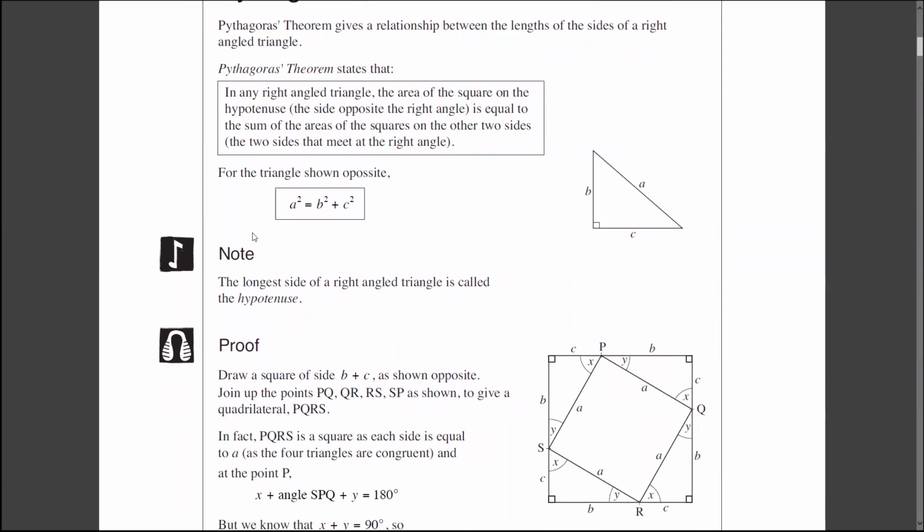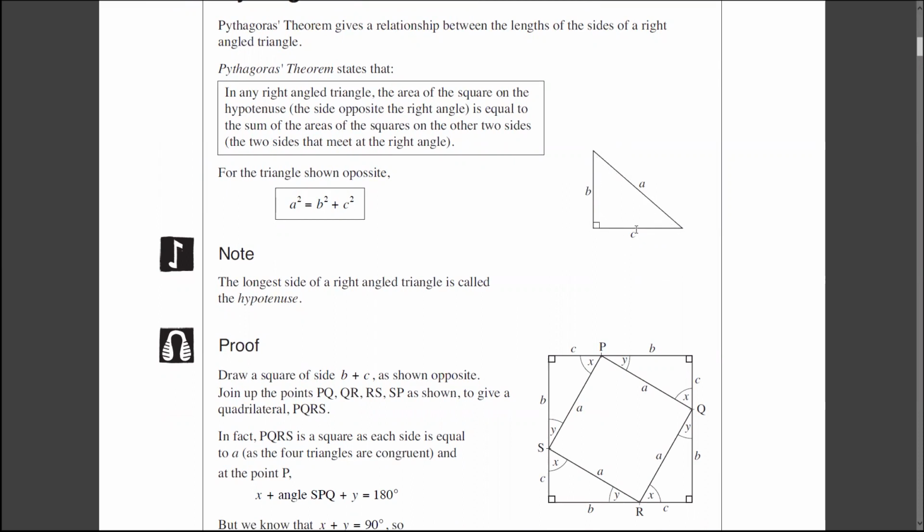Basically this is a relationship between the length of the sides of a right angle triangle, right? The longer side is called the hypotenuse, and then you have B and C. Usually when you have trig questions, there would be an angle here and here. And of course, this is the right angle. This little square symbolizes the right angle.